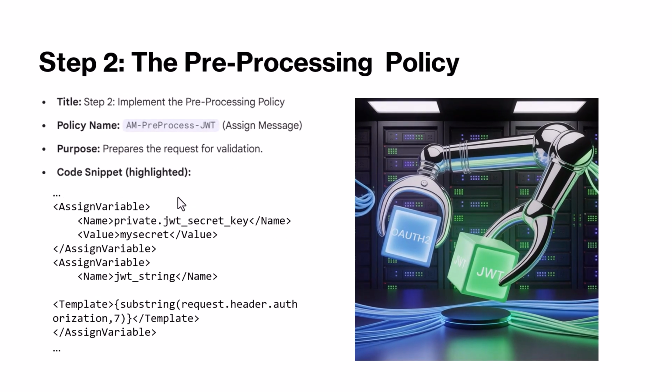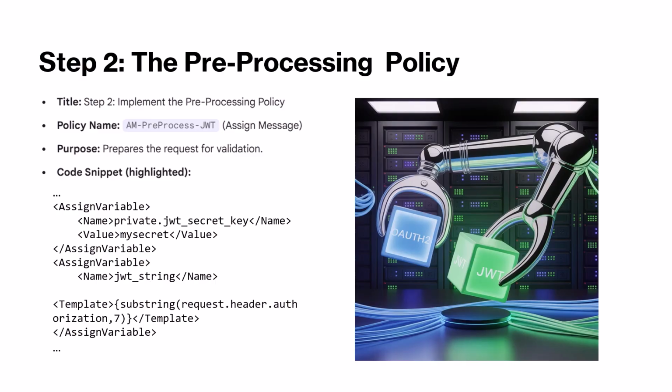The pre-processing policy. So we'll add our first new policy to the pre-flow. Now we'll click the plus button, plus step, and select an assign message policy. Here it is, assign message policy, and we'll name it this, and it prepares the request for validation. Now this policy is crucial and does two things. First, it securely sets our secret key. In this case, the simple string my secret. This is the secret key. I just wanted to keep it simple, so that's why I chose a small key. And the assign variable is JWT string.